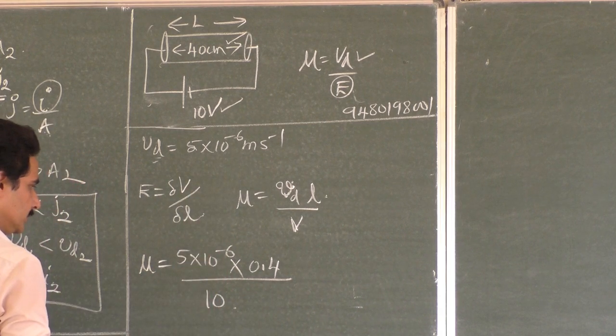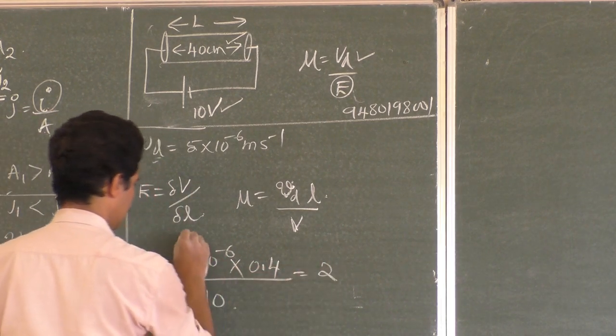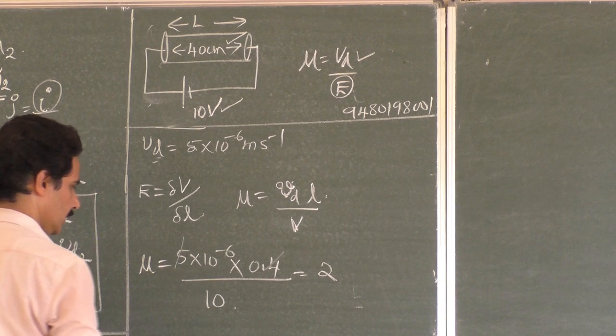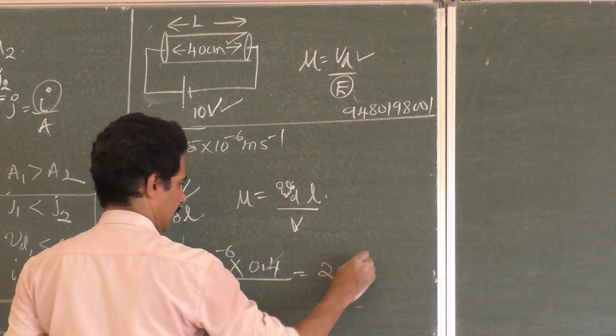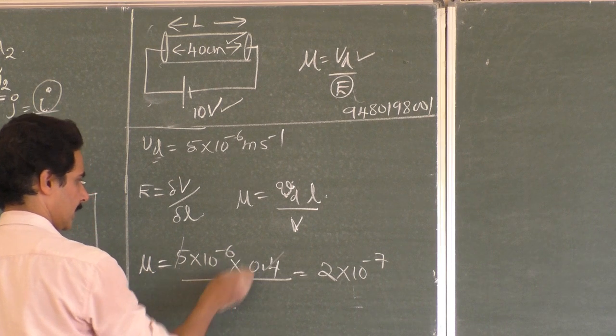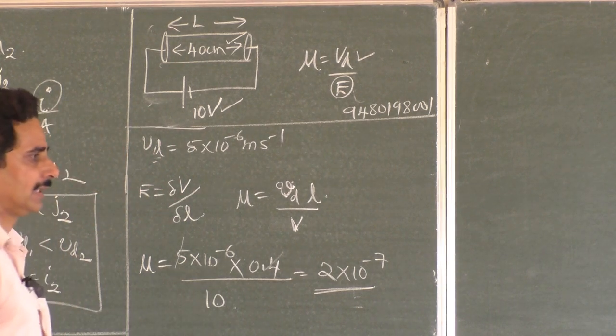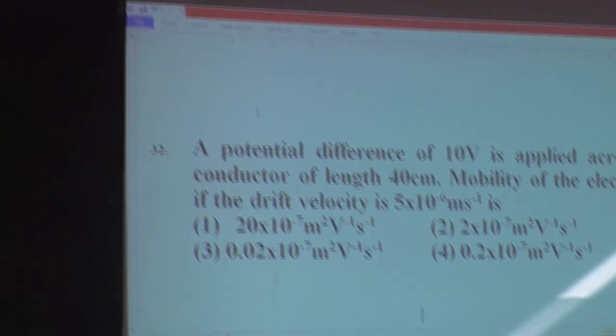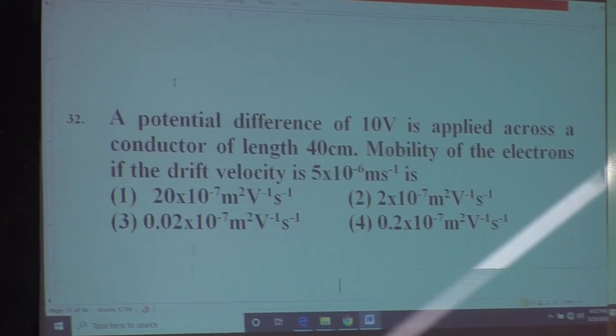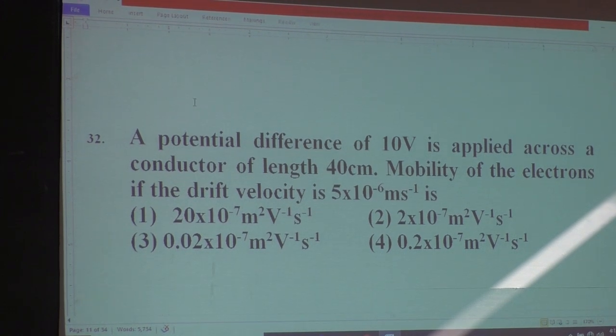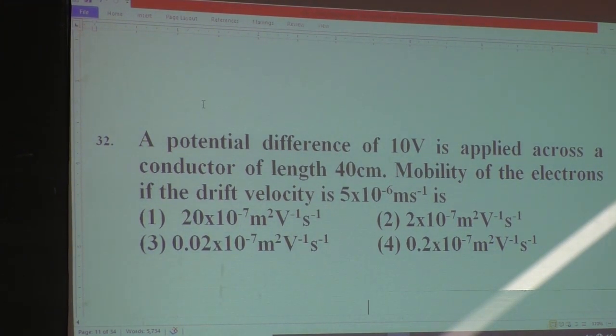So what may be the answer? 5 into 0.4 is 2, so I will finish these two. 10 to the power minus 7 totally: minus 1 when it comes to the numerator, and minus 6. So the answer is 2 into 10 to the power minus 7. Yes, we have the answer. You can go back to the problem. It is the second option, right? So it is 2 into 10 to the power minus 7.